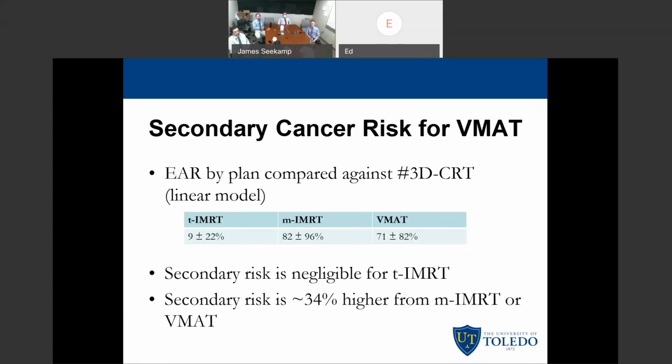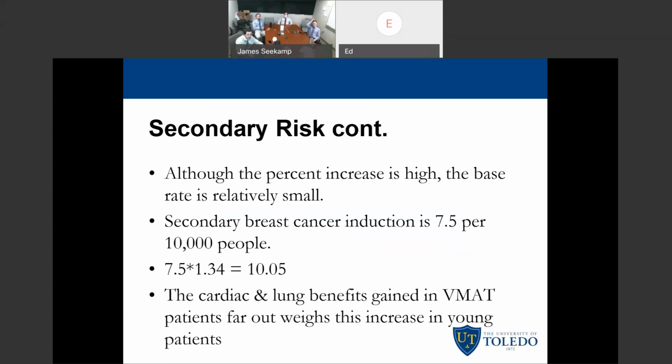But when they looked at the numbers, they decided that the secondary risk is negligible for tangential IMRT, saying that there's really no evidence to say that there is any increase in secondary cancer rates. But for multi-IMRT and VMAT, the risk is about 34% higher to develop a secondary cancer. This sounds quite significant, but they do say that the secondary breast cancer induction rate is actually quite low. It's only 7.5 per 10,000 people. With a 34% increase, you're really only looking at giving an extra 2.5 people out of 10,000 secondary cancer risk.